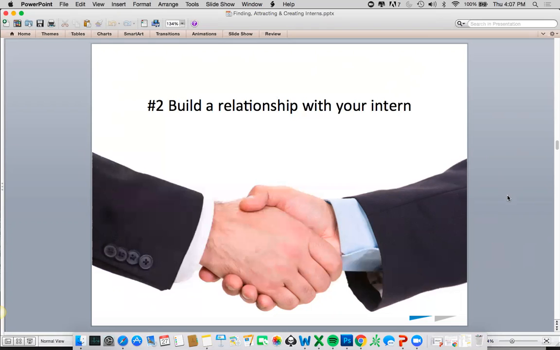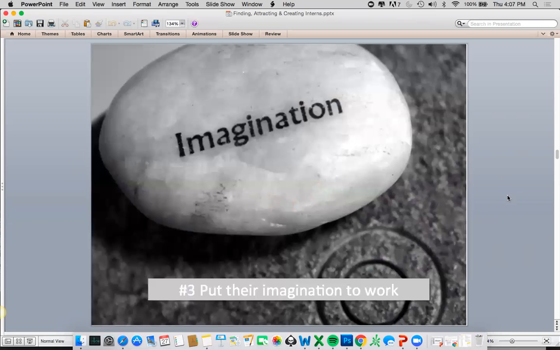You can do this by actually going to social activities with them or going to other events. And anyway, so that's the next commandment. The third one is to put their imagination to work.